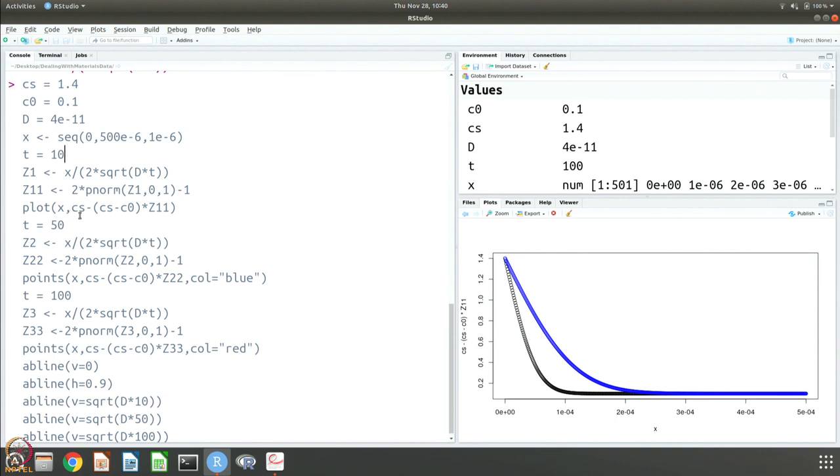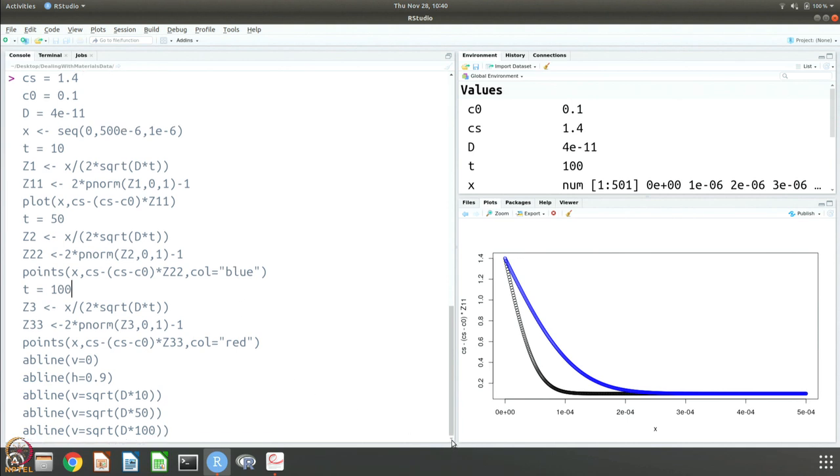And remember, the solution had the surface concentration minus the difference between surface and far field concentration multiplied by the error function solution. So, this is the first solution for 10 seconds. Similar thing for 50 seconds and 100 seconds. The 50 second and 100 second solutions are going to be marked in blue and red.